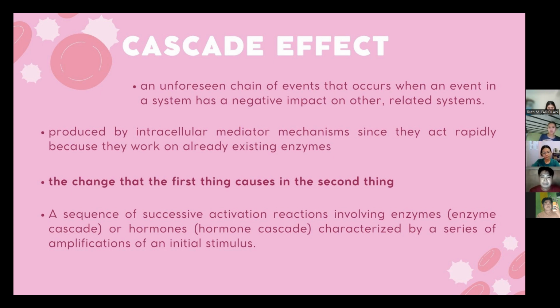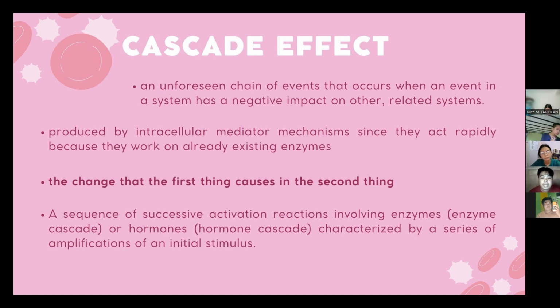The cascade effect is an unforeseen chain of events that occurs when an event in a system has a negative impact on other related systems. Basically, it is the change that the first thing caused in the second thing. An example of a cascade effect caused by a loss of a top predator is apparent in tropical forests. When hunters cause local extinctions of top predators, the predator's prey population numbers increase, causing an overexploitation of a food resource and a cascade effect of species loss.